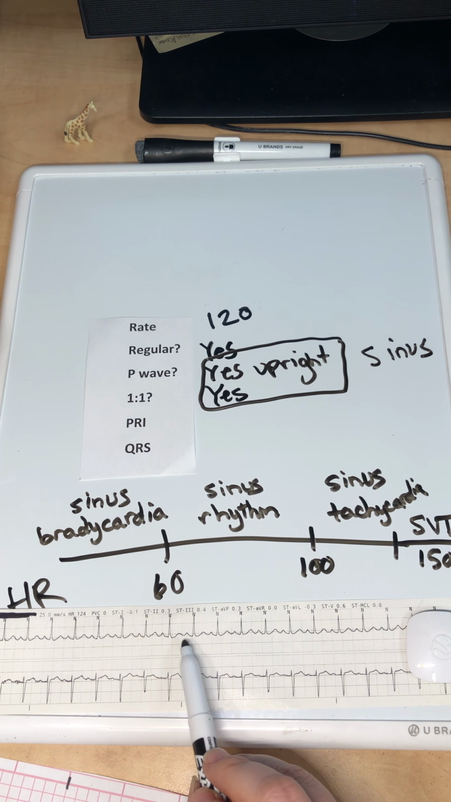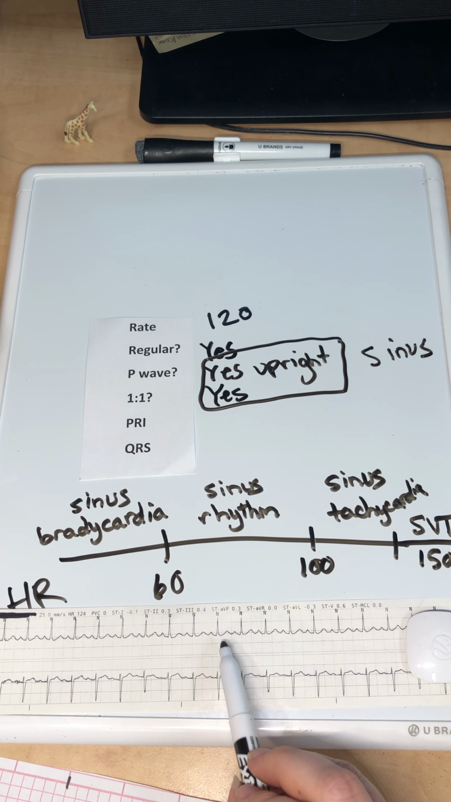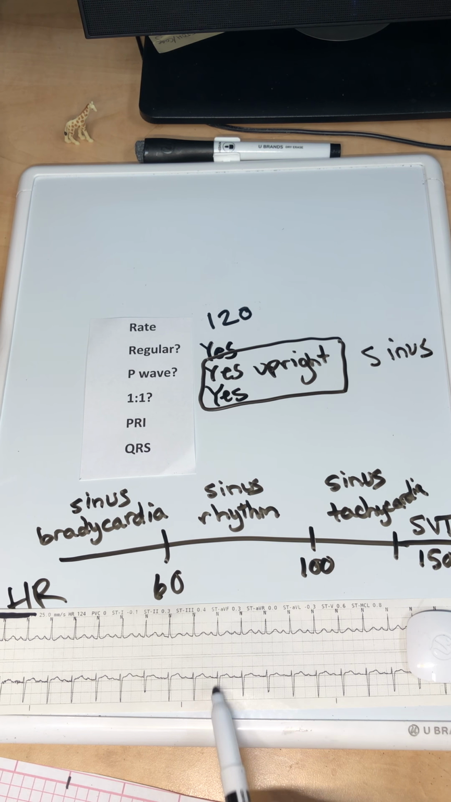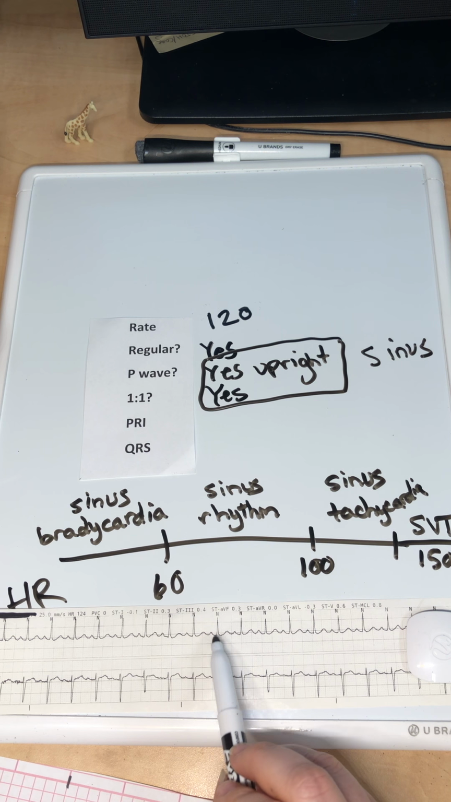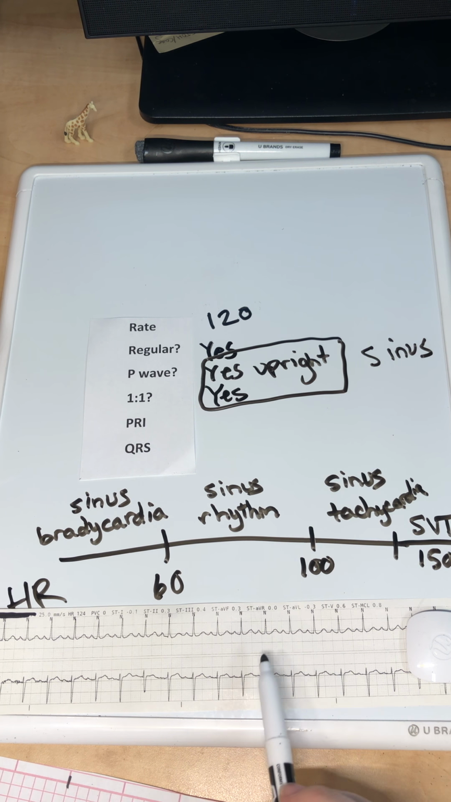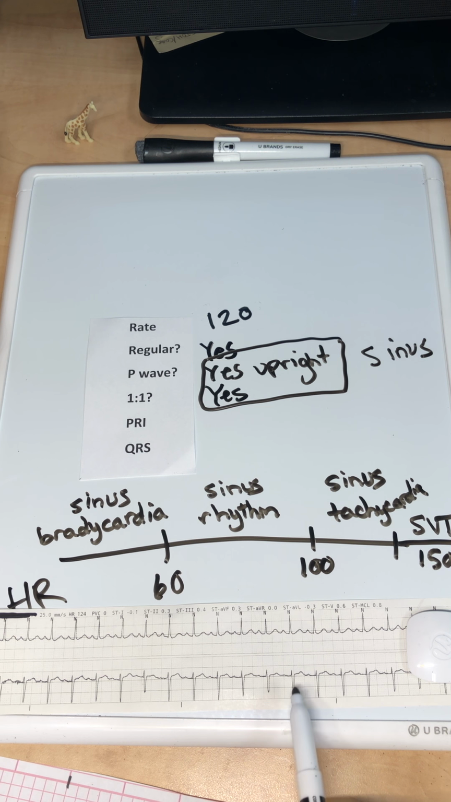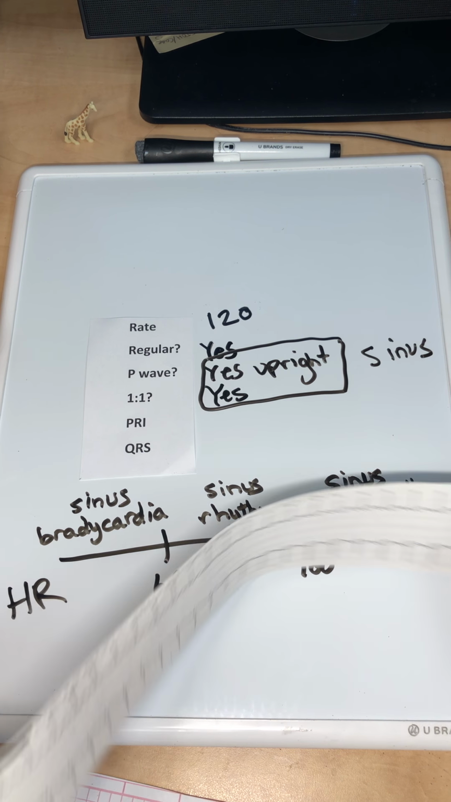Is there a P wave? Ooh, P wave, P QRS, P QRS. You can't really see a big S in this lead here, but do you see how you see a big S in this lead here? P QRST, P QRST. So it's upright and it's 1 to 1. So it's sinus. The heart rate we decided was 120, so that puts us up here in this category, sinus tachycardia, okay?